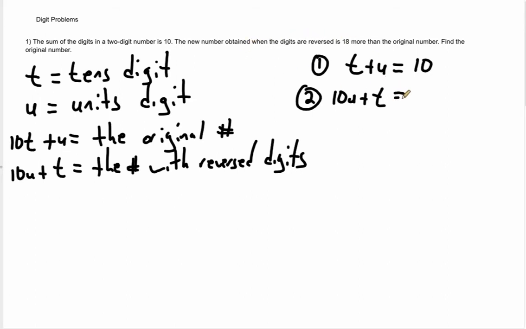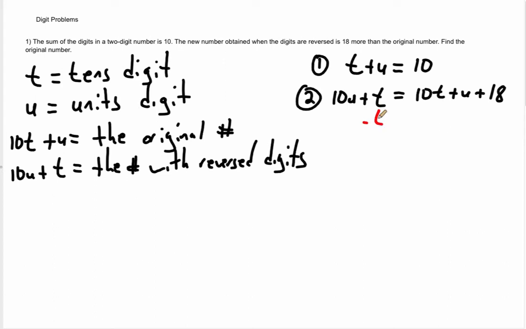Is 18 more than the original? So I'm going to start with the original and then get 18 more than that. Okay, so there's my two equations. For my second equation, I'm going to clean that up a little bit.